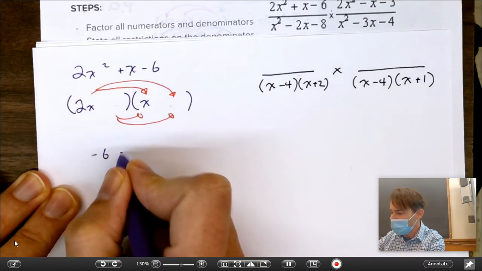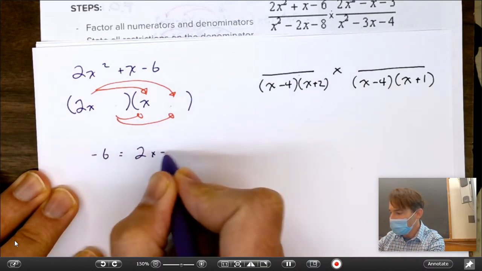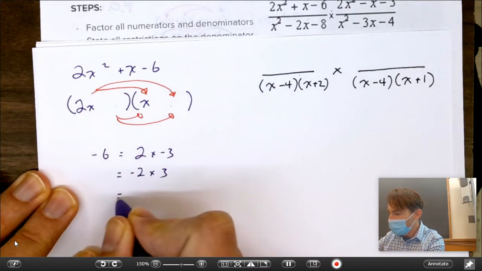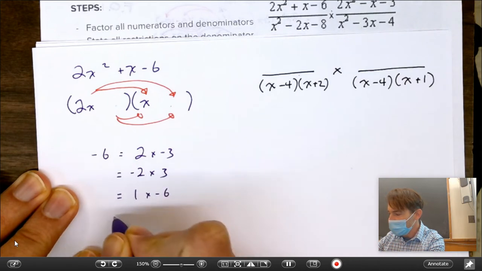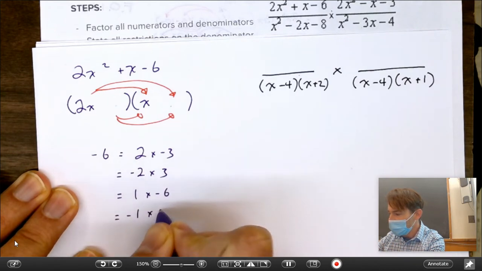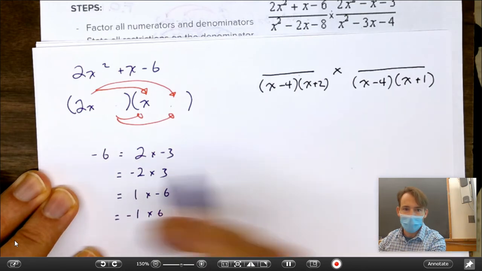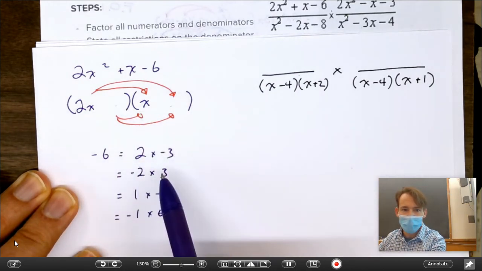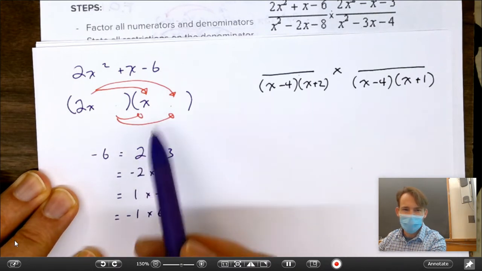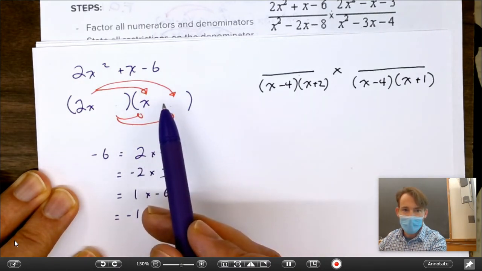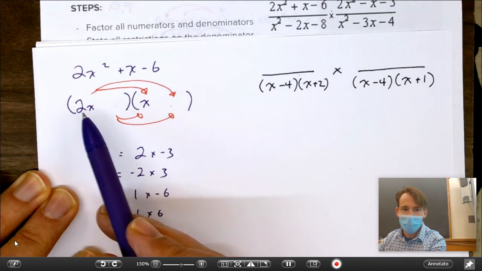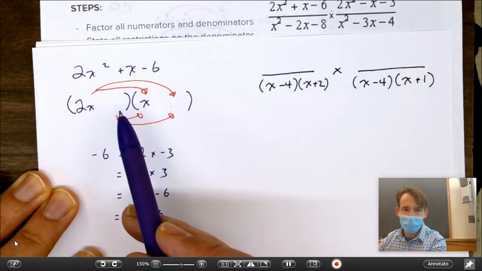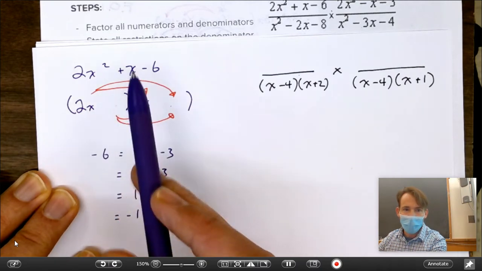Multiply to -6. Well, that could be 2 times -3, or -2 times 3, or 1 times -6, or -1 times 6. And there's really not any other ways to do it. So I don't have to play around with many options here to figure it out. Let's try these ones. If I take -2 and put it here, then -2 times 2 would be -4. And then I put 3 there, that would give me 3. So that would add to -1.